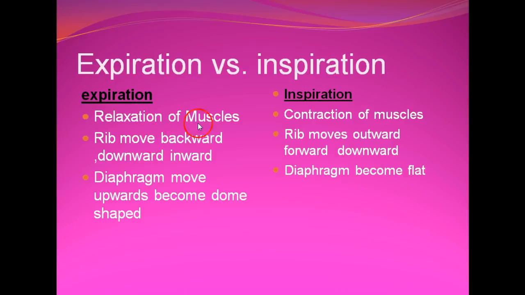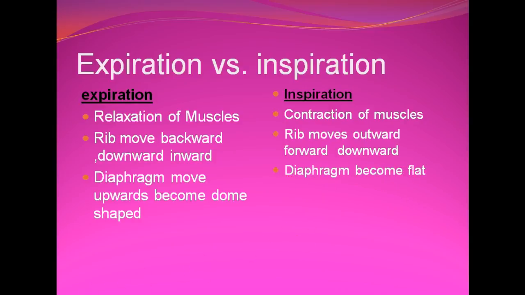Now, the movement of muscles, ribs and diaphragm during expiration and inspiration. During expiration, the muscles relax, the ribs move backward, downward or inward, and the diaphragm moves upwards and becomes dome-shaped. In the case of inspiration, there is contraction of muscles, and the ribs move outward, forward or upward, in the direction opposite to expiration, and the diaphragm becomes flat.